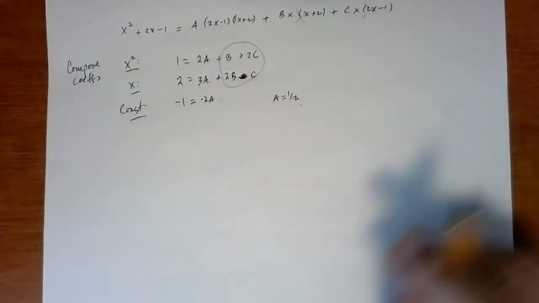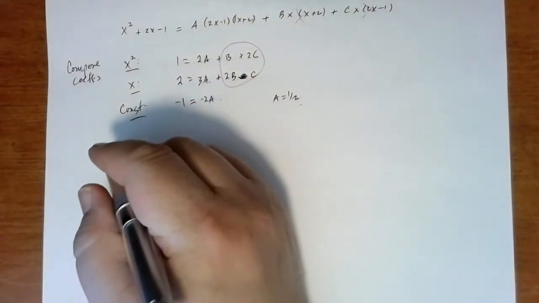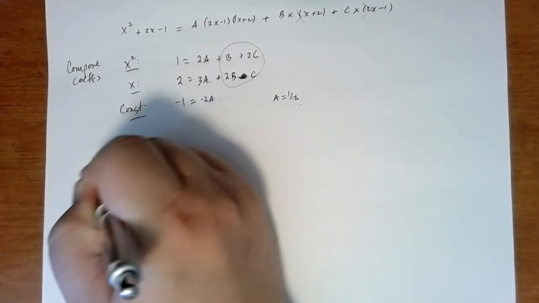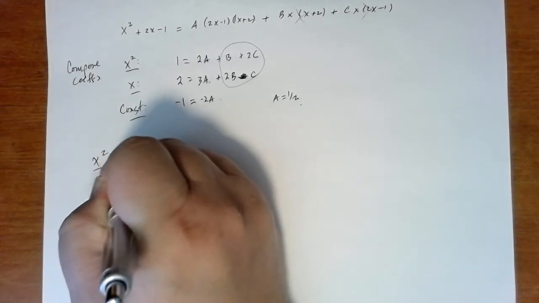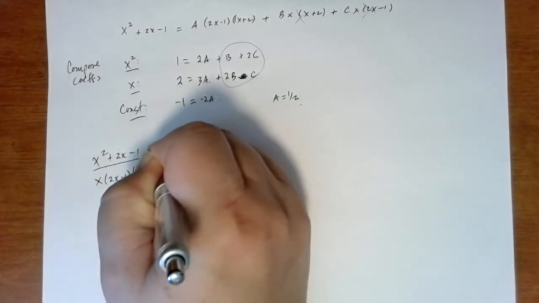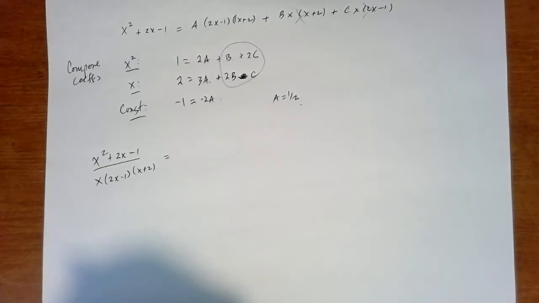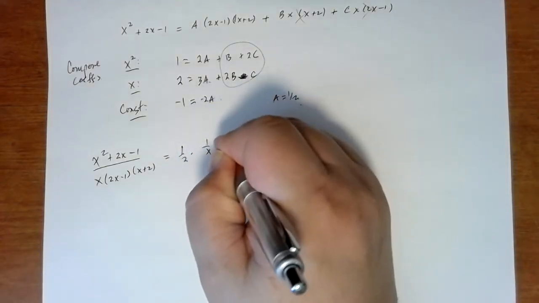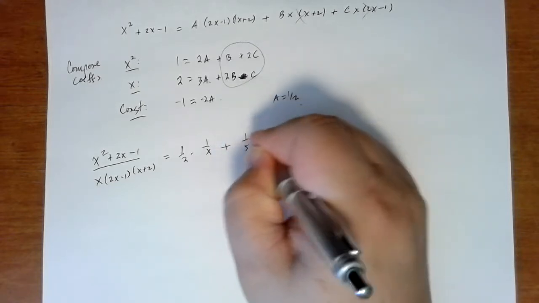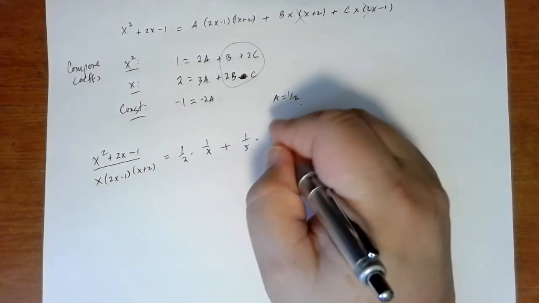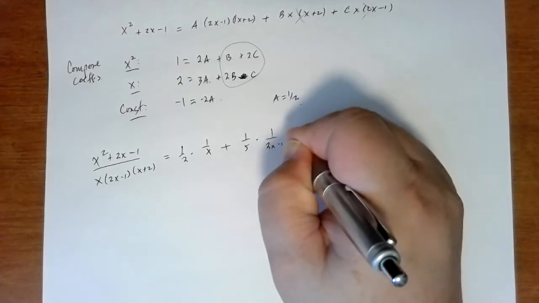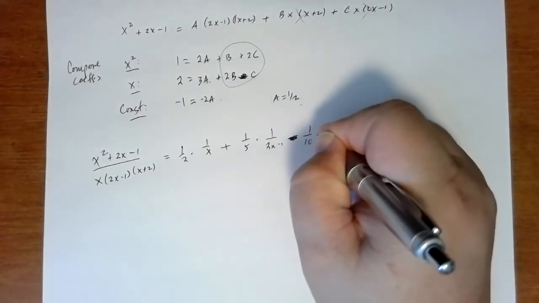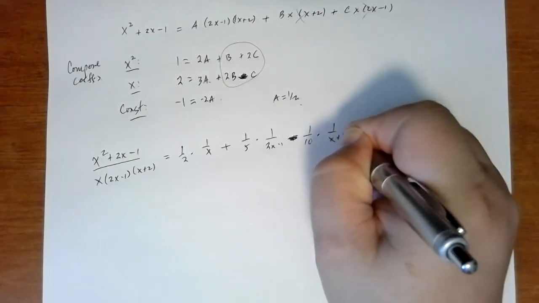Good. And just to be clear, right, where we started with was x squared plus 2x minus 1 over x times 2x minus 1 times x plus 2 is equal to, I'm going to plug in my a, b, and c now. A was 1/2 times 1 over x plus 1/5 times 1 over 2x minus 1 plus, minus 1/10 times our 1 over x plus 2.